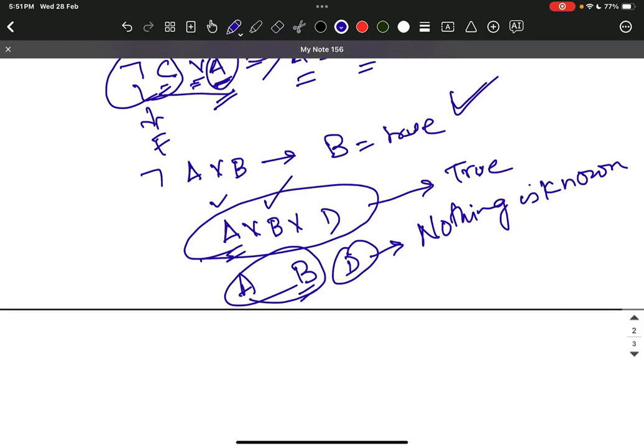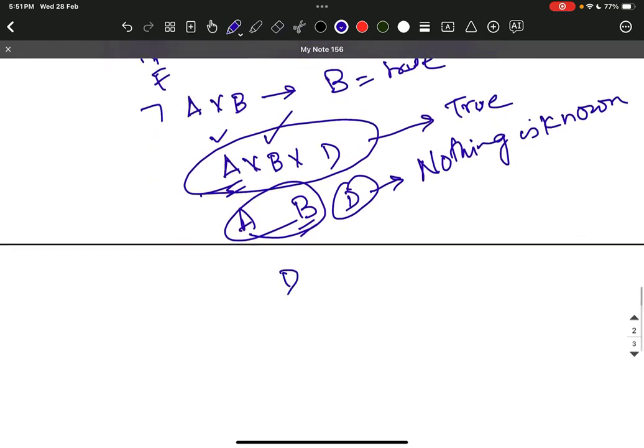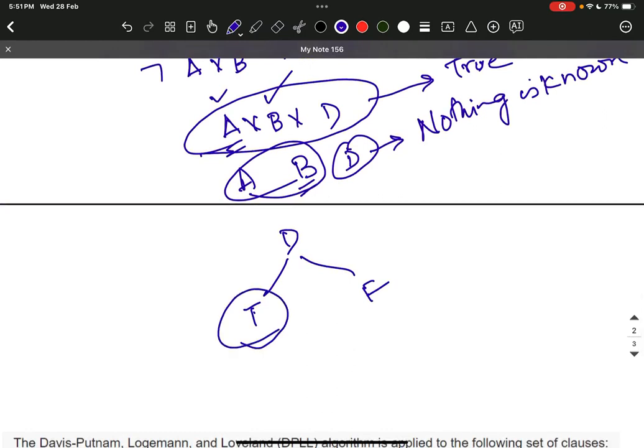Okay, so what will D be? D can be true, it can be false. It can be anything. D can be true or D can be false. It can be both. So how many solutions can be involved? It can involve 2 solutions. It can be true, it can be false. So there are 2 solutions involved.